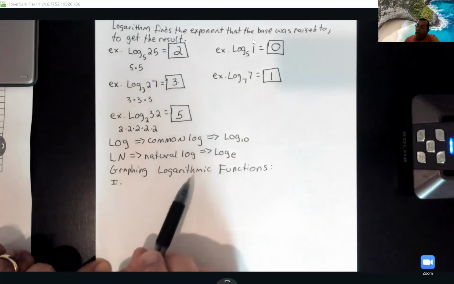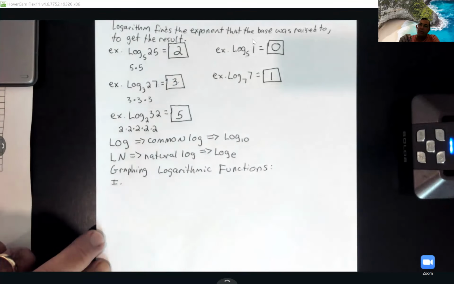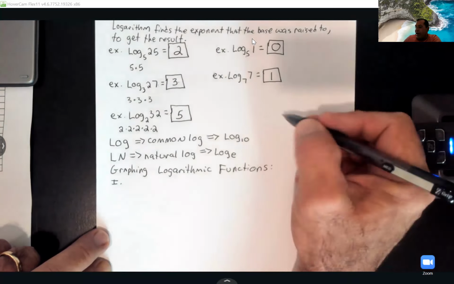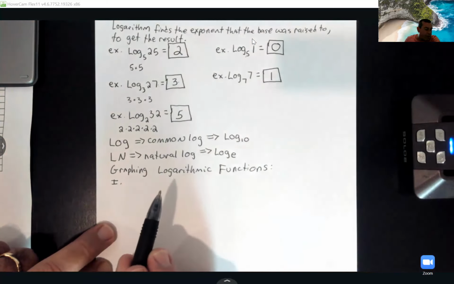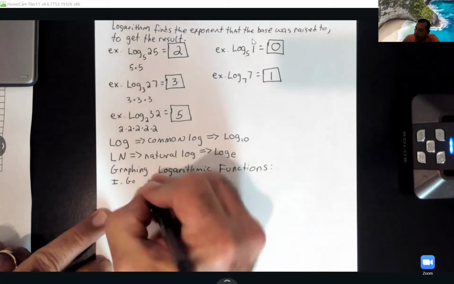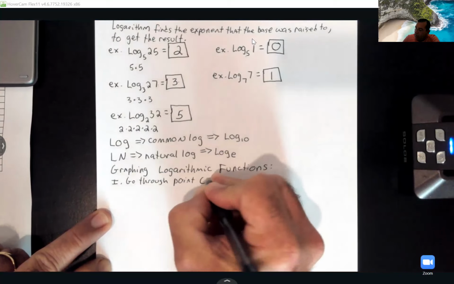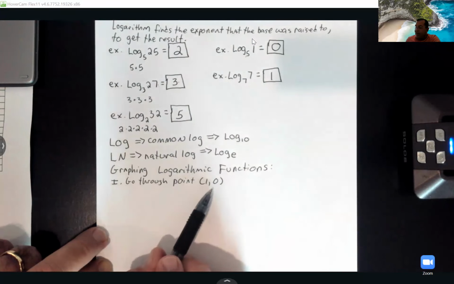So the first thing, these logarithmic functions are inverses of the exponential graphs we looked at last Thursday. All the exponential graphs went through 0, 1 on the y-axis. Well, all the logarithmic functions go through the point 1, 0 on the x-axis. That's because anything raised to the 0 power equals 1, okay?